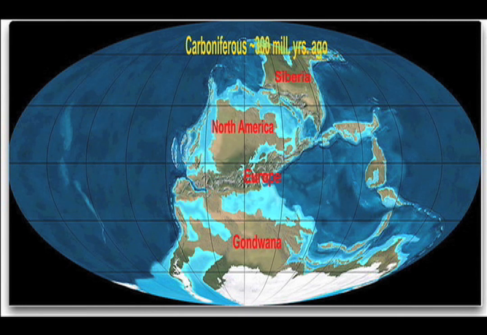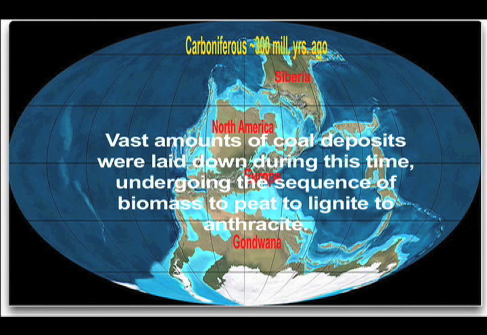The equatorial areas were covered by large swamplands throughout the period. Vast amounts of coal deposits were laid down during this time period, undergoing the evolutionary sequence of biomass to peat to lignite to anthracite.